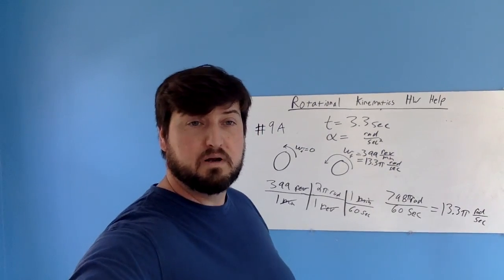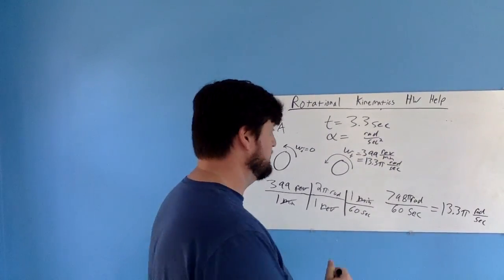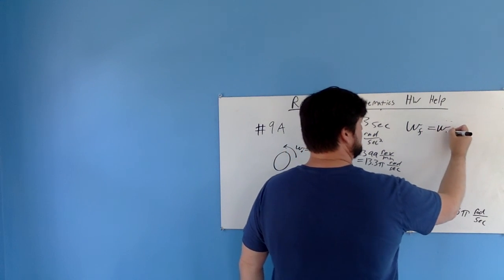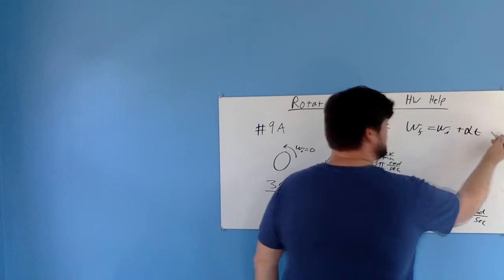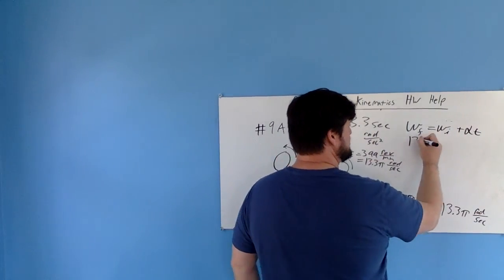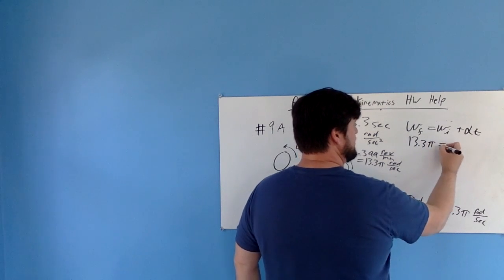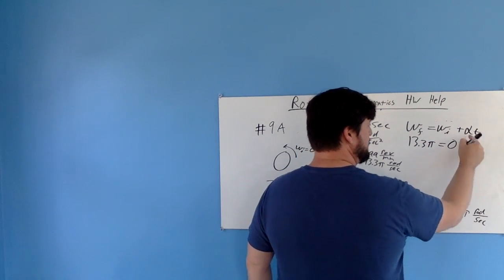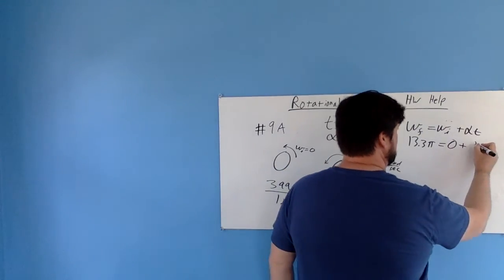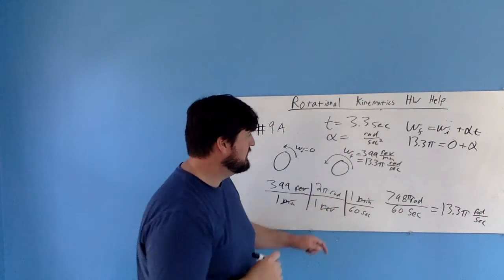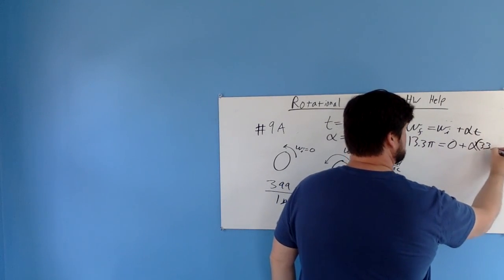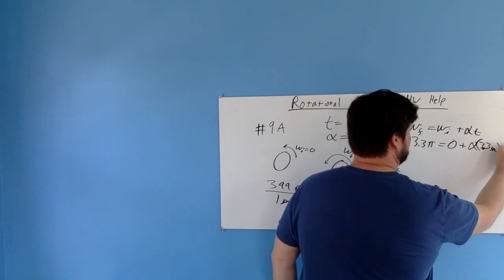So what we want to do is use omega final is equal to omega initial plus alpha times time. Okay, so we know this value, 13.3 pi. We know this one is 0. We know this, we don't know that, do we? That's what we wanted to find. Alpha, okay, but we do know time. Time is 3.3 seconds.